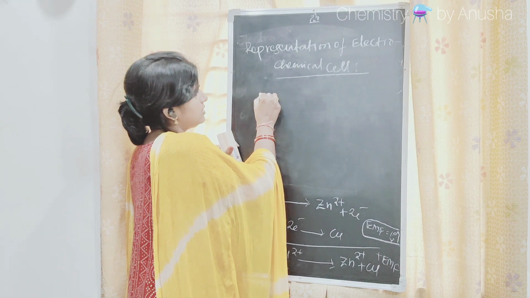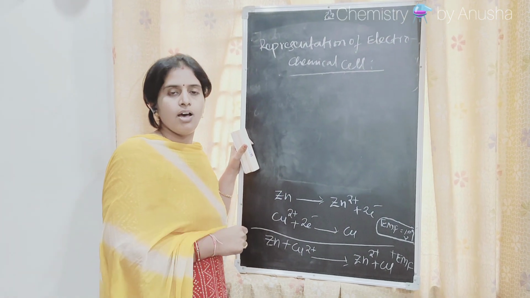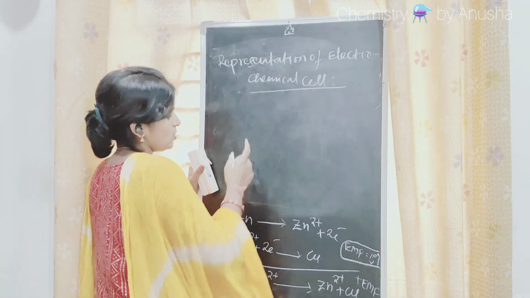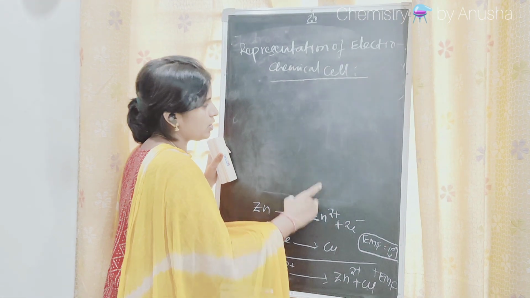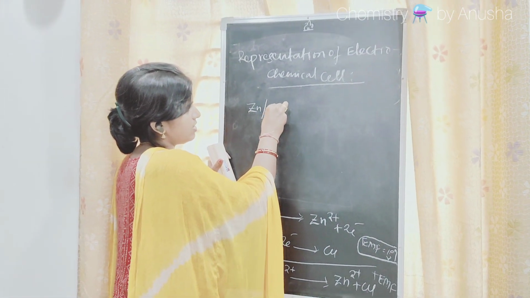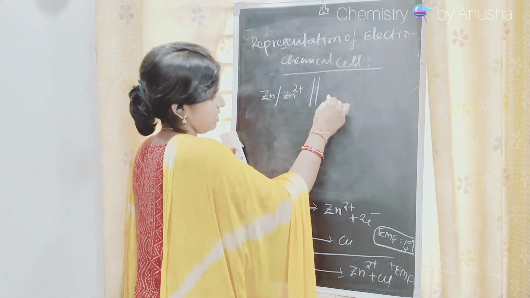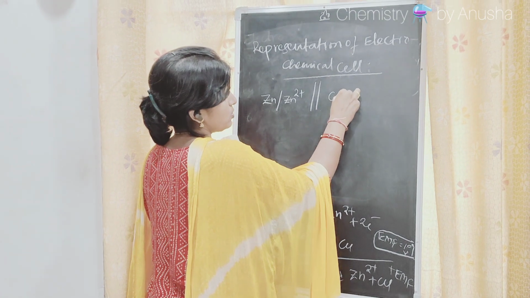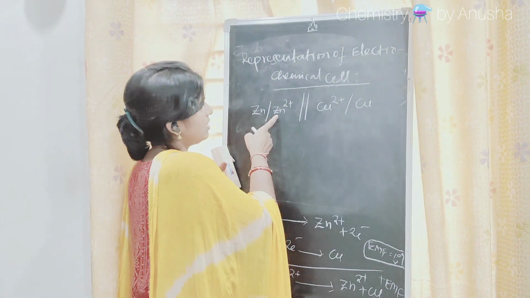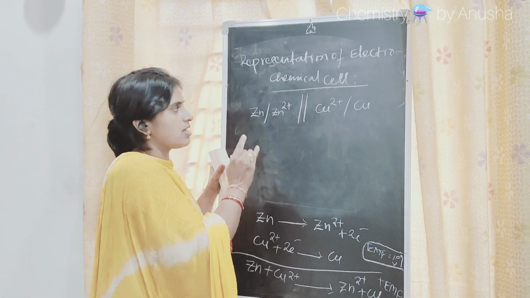The electrode which is involved in oxidation is known as the anode. Anode is written at the extreme left. So, what is the reaction? Zinc to zinc 2 plus. So, zinc is separated with a double slash from copper 2 plus, copper, right? So, the electrode which is involved in oxidation is considered as the anode.